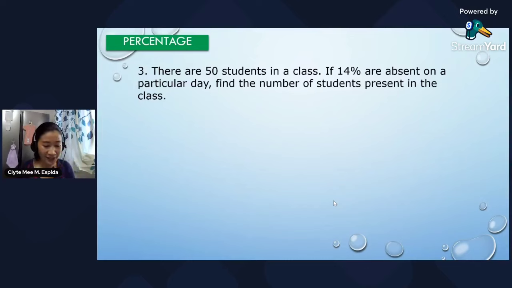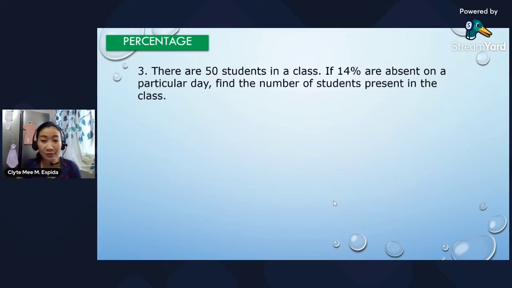Okay, you have your answers? Okay, very good. You got it right. That is 43 students were present. Okay, 43 po pala. Okay, sige. Again ha, yung tinatanong po, ilan po yung present? Hindi po ilan yung absent. Kahit yung absent po na percentage po ang binigay.